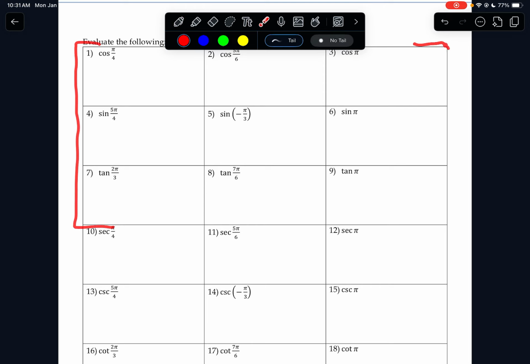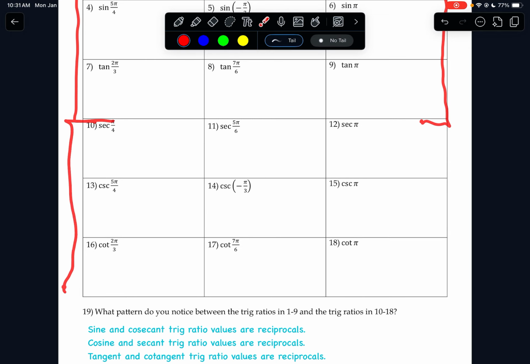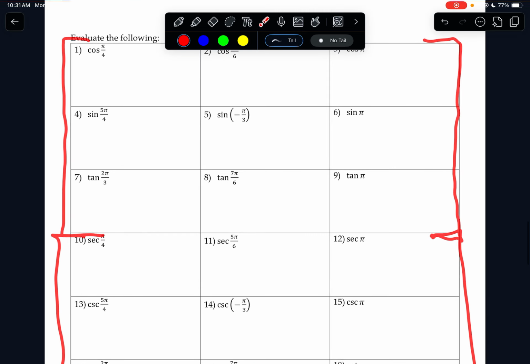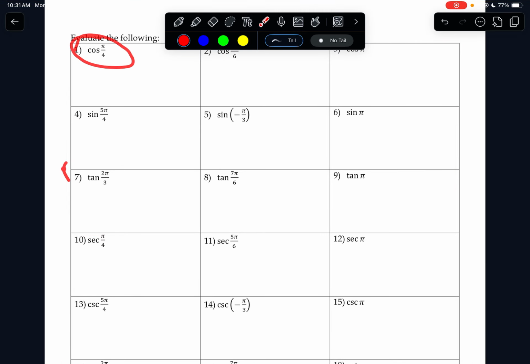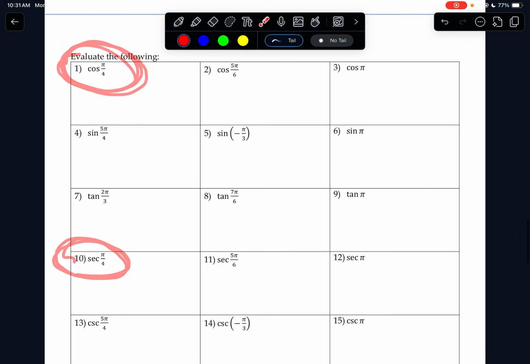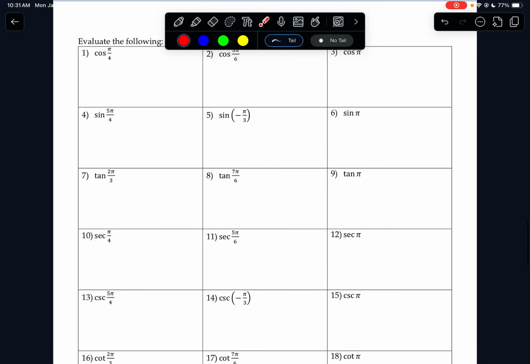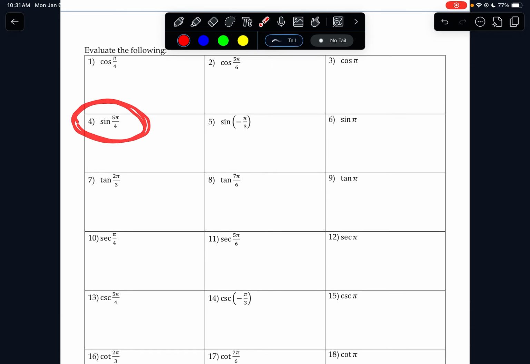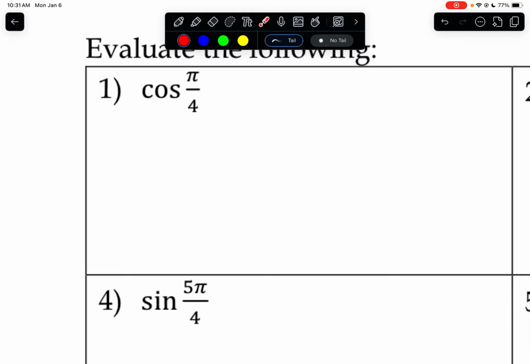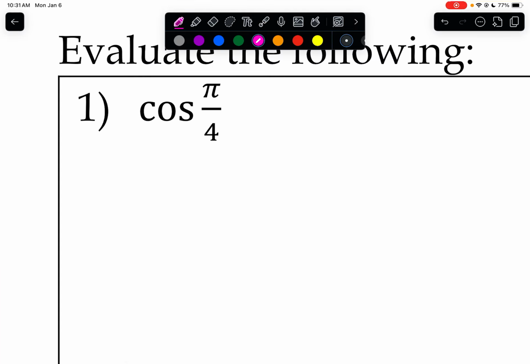So, for example, these first 9 problems are copy and pasted for 10 through 18. The only thing I did is I just used the reciprocal ratio. So cosine of pi over 4 is now going to be secant of pi over 4. And then, for example, number 4, sine of 5 pi over 4 is now going to turn into cosecant of 5 pi over 4. So let's evaluate just a couple of these.